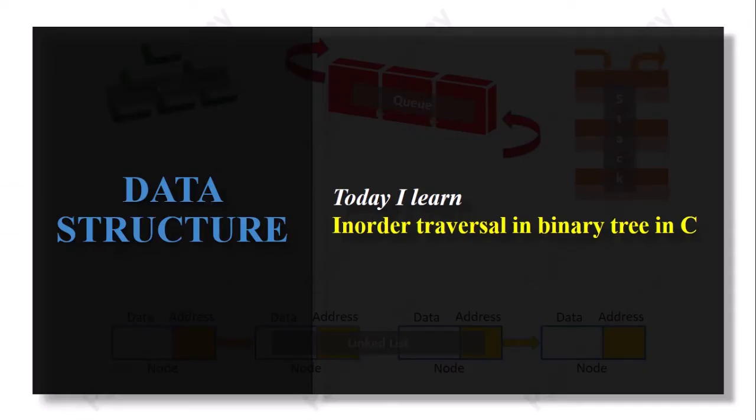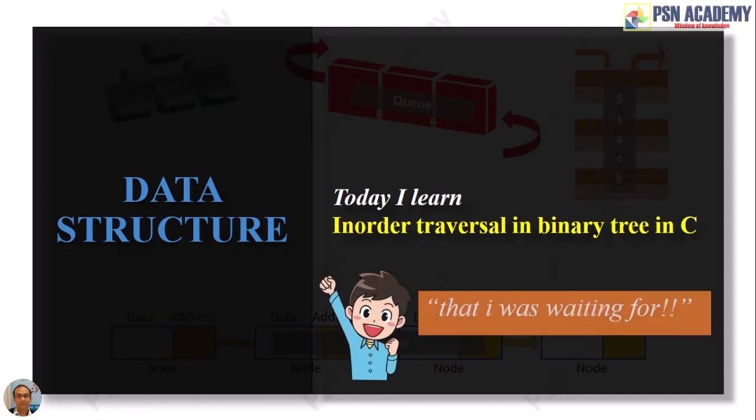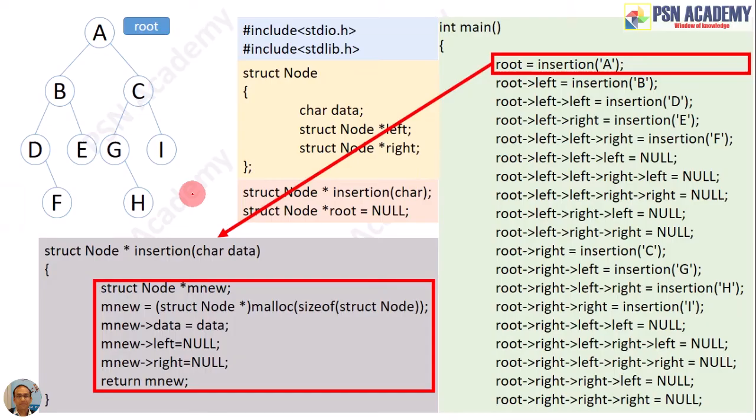Welcome back. In this video, I will show you how to write code in C for Inorder Traversal in a binary tree. In one of the previous videos, I have shown you how to create a binary tree in C like this. This is the code for creating the new node for inserting into the tree, and it should be called like this. Root is your pointer, which is pointing to the root node of the tree, and executing these codes, a tree will be formed like this.